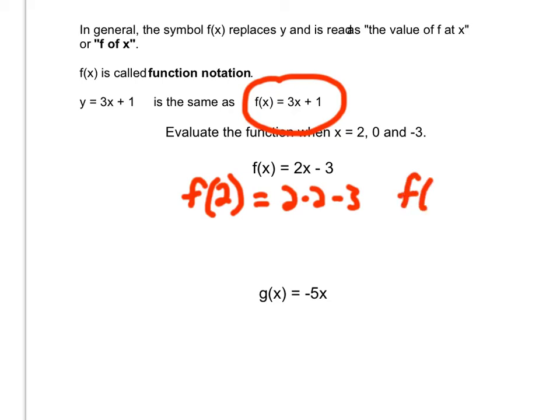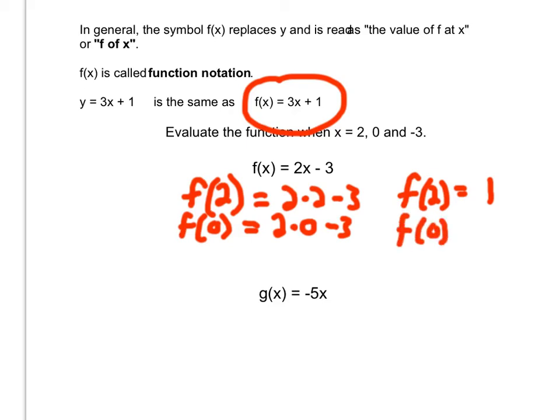So f of 2 equals 2 times 2, which is 4, minus 3 is 1. The value of f at 0, or f of 0, means 2 times 0 minus 3. Well, 2 times 0 is 0, minus 3 is negative 3. So the value of f at 0 is negative 3.